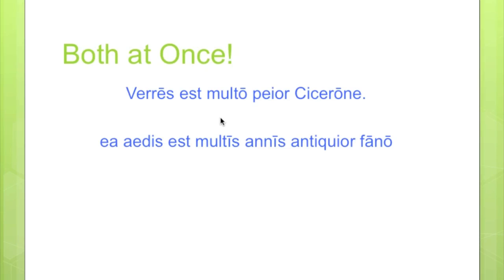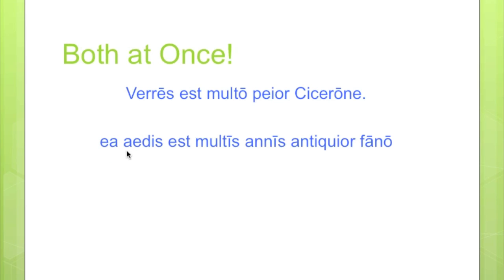Here are 2 examples where both ablatives are used with comparatives. Verres est multo peior Cicerone. Verres is by much worse from Cicero. In other words, Verres is much worse than Cicero. Multo is an ablative of degree of difference. Cicerone is an ablative of comparison with the sense of than.